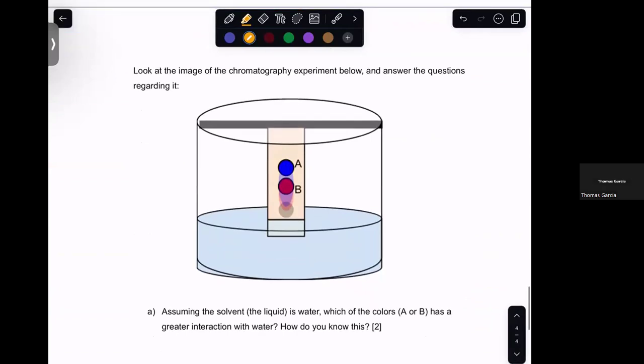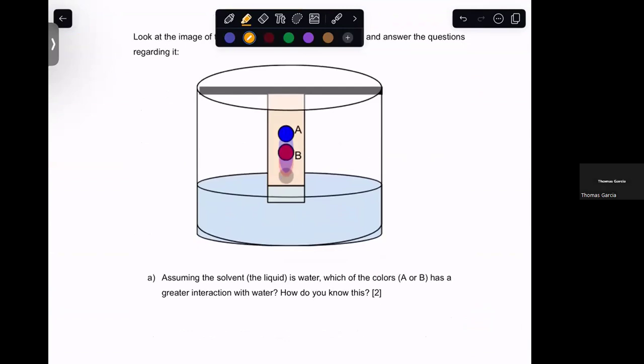Looking at the image of chromatography experiment below, answer the question regarding it. Assuming the solvent, the liquid, is water, which of the colors, A or B, has a greater interaction? How do you know this? Very simple answer, A, because it moves higher up. Because it moves more or higher up the paper.